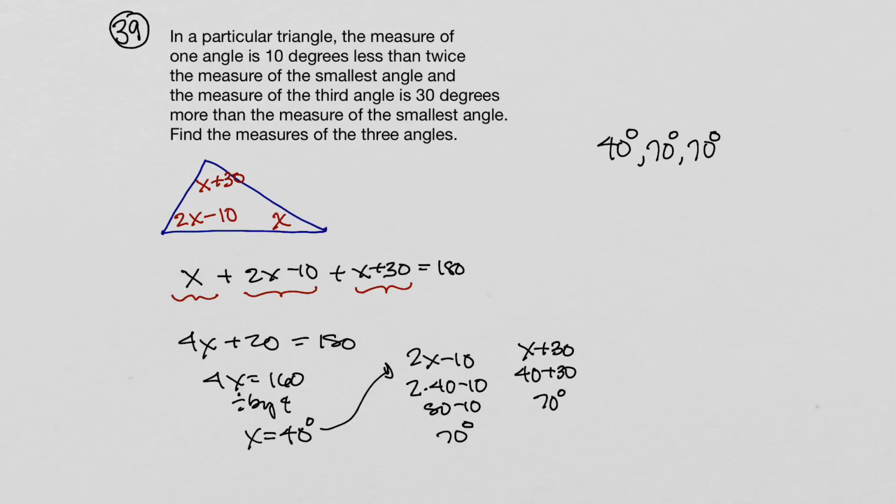So I'm going to claim that this is the measure of our three angles, and I'm just going to run a quick check now. If you take 40 and 70, you get 110, and 70 more is 180. I think it checks.